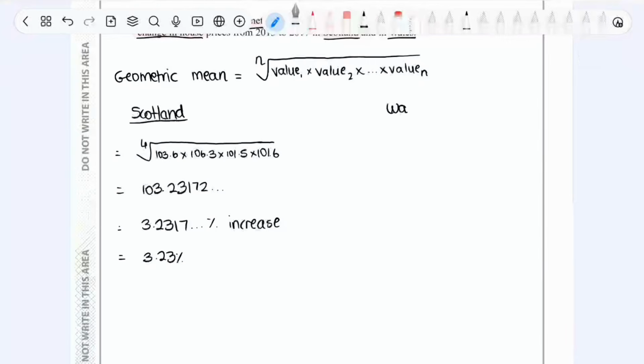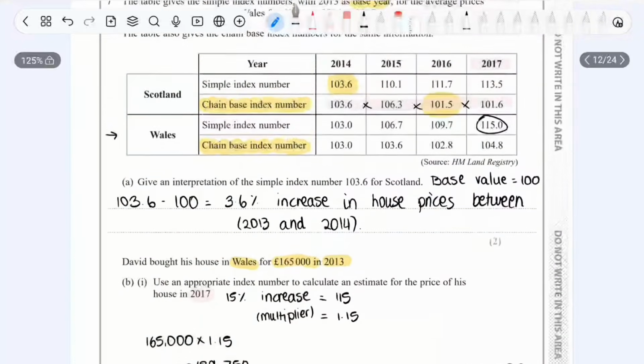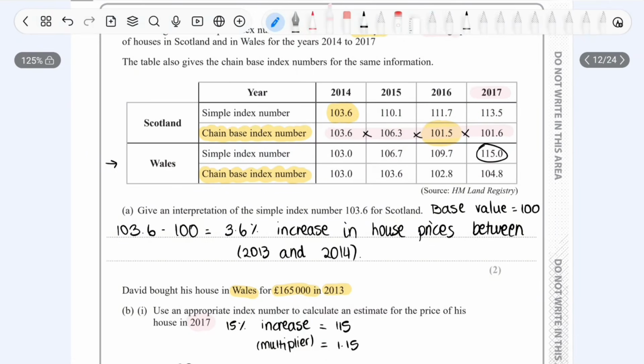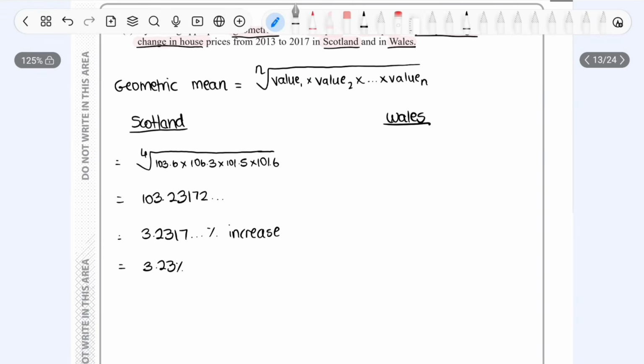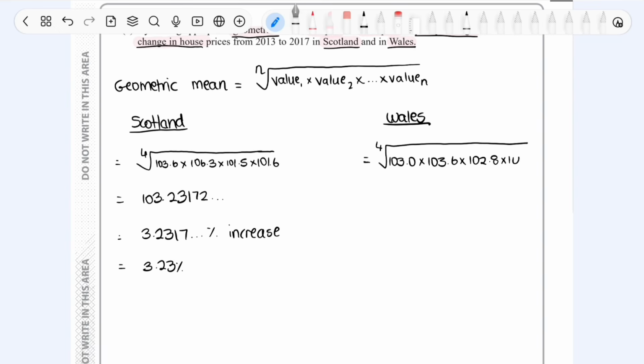Now I'll do the same for Wales. I have to apply the same formula, so it will again be the fourth root, and let's go to the table and we're going to look at all of these. I'll then multiply them together, take the fourth root, as yet again there are 4 values for 4 different years.